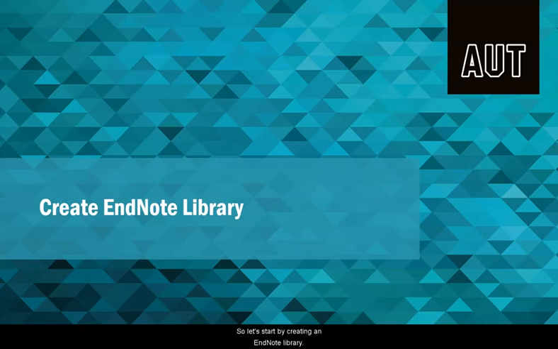So let's start by creating an EndNote library. A library is a collection of references in EndNote. We do recommend that you create only one EndNote library, because if you create multiple libraries and you have different documents linked to different libraries, it can get a bit confusing and you can risk losing some references. So just create one EndNote library and then you can organize all your references within that library, and I'll talk more about how to do that later on.